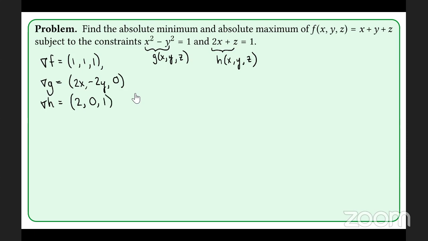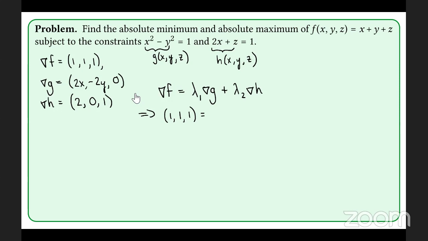Okay, so how does the method of Lagrange multipliers work for multiple constraints? Well, the same idea is true. Extrema along the boundary will occur when the gradient of f is equal to a linear combination, this time, of the gradients of g and h. So I just need to have the gradient of f written as the gradient of g times some scalar plus the gradient of h times some scalar.